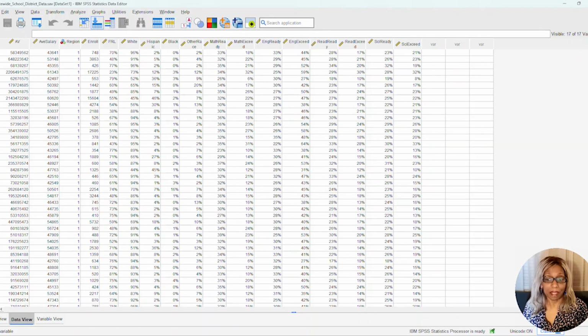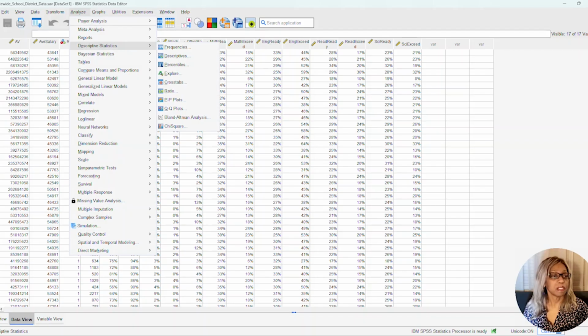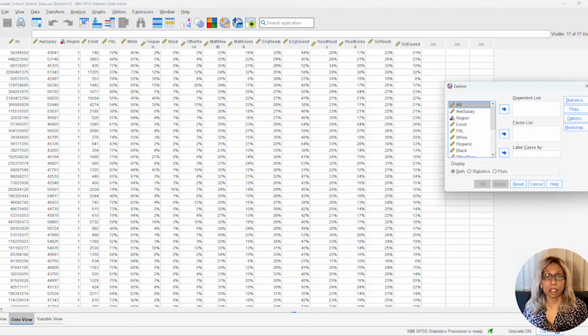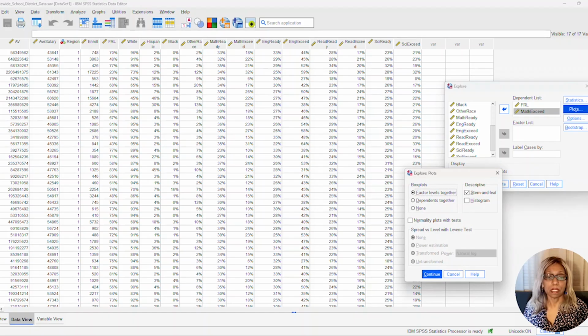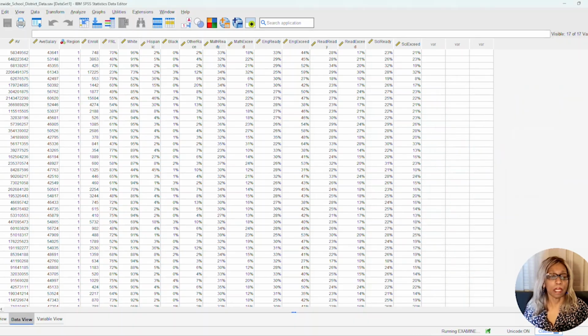As we look at the normality, we can go through and hit analyze, descriptive statistics, and explore. It's a little bit different. Bring over FRL, and we can bring over our other variable, math exceed, and then look at plots. Here we want the histogram, normal plots with tests, press continue, press OK.